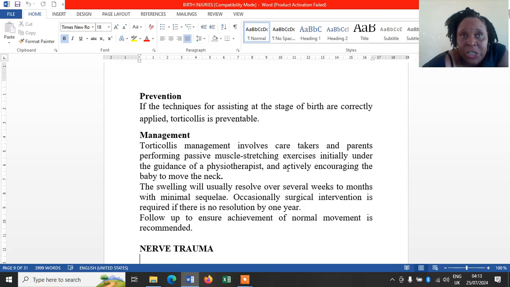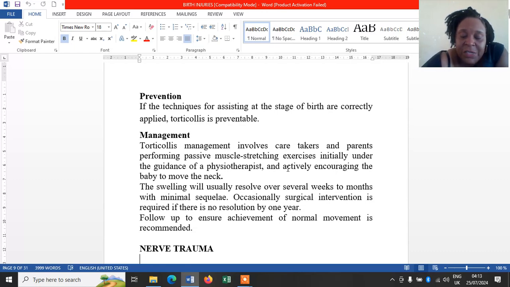In breech, while delivering the breech, we should have the patience to wait and see the nape of the neck before we apply that 180 degree angle to deliver the aftercoming head onto the maternal abdomen. So that is one of the key preventive techniques for a torticollis or a wry neck.